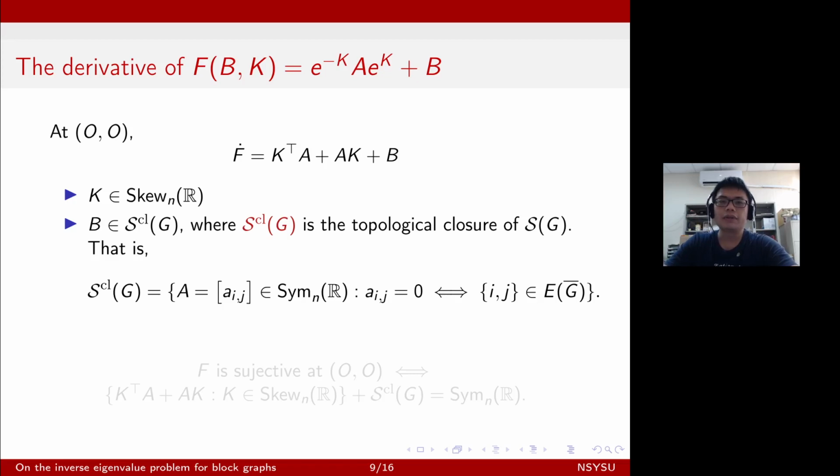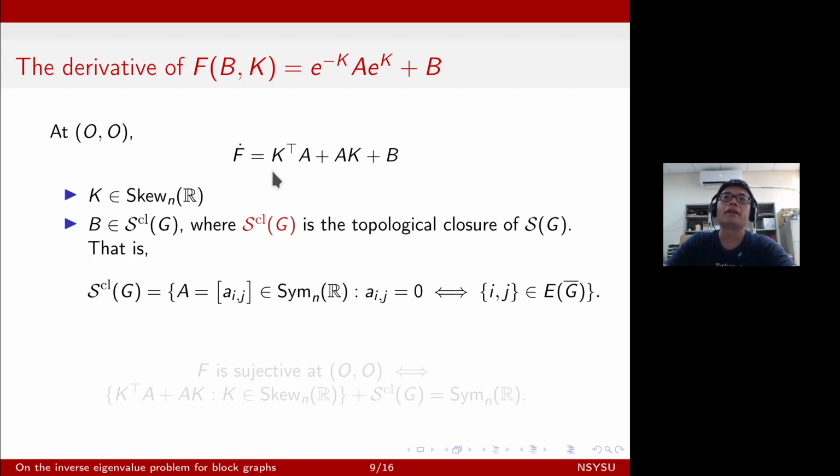And in general, the set S can be written as the topological closure of S of G, because S of G says that the non-zero entries happen on the edges. And the topological closure says that these entries can actually be zero or non-zero. Okay, so this becomes a vector space. It will be a bit easier to toggle with.